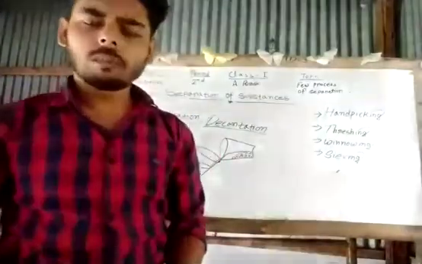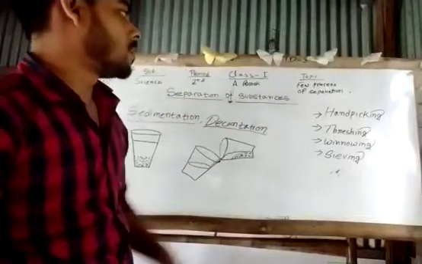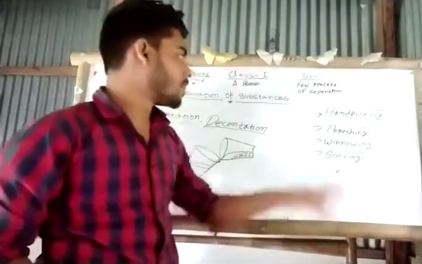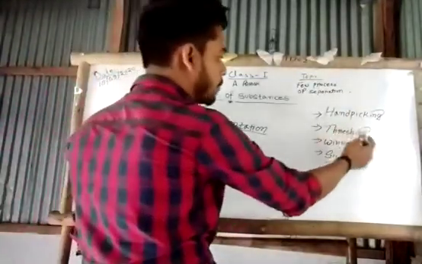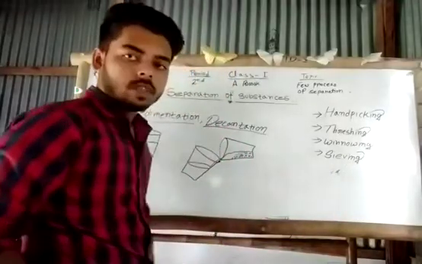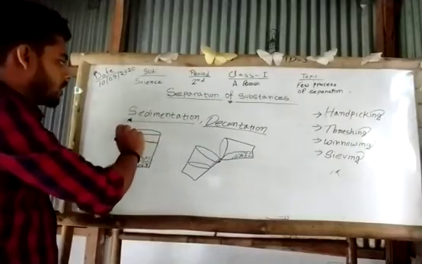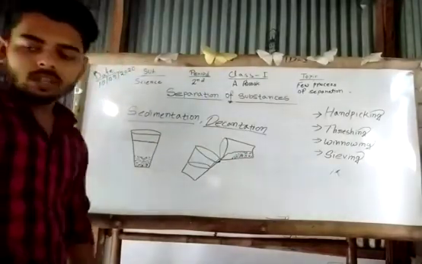So students, in the previous class we already started the chapter Separation of Substances, and today we will discuss a few more processes of separation. In the previous class I already discussed hand picking, threshing, winnowing and sieving, which are processes of separation. Today we will discuss sedimentation and decantation. So what is sedimentation and decantation and how does it work?